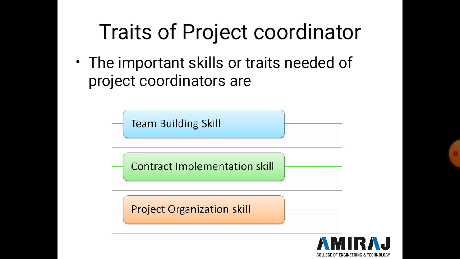So contract implementation skill is one of the major requirements for the project coordinator. A coordinator is supposed to assist the project manager in the fulfillment of the contractual promises, and a project coordinator with monitoring and forecasting skill can keep a close watch on the schedule and cost of the project, and apprise the project manager of any deviation from the same. And the third one is project organization skill.